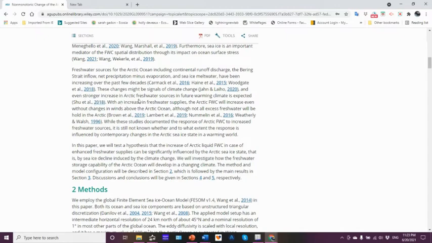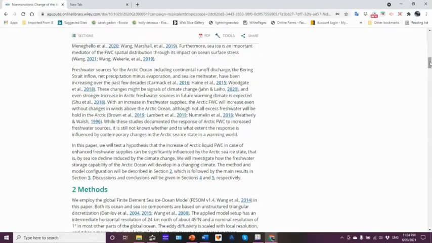An even stronger increase in Arctic freshwater sources in a future warming climate is expected. With an increase in freshwater supplies, the Arctic freshwater content will increase even without changes in winds above the Arctic Ocean. Although not all excess freshwater will be, I think they meant to say, held in the Arctic. While these studies document the response of Arctic freshwater to increased freshwater sources, it is still not known whether and to what extent the response is influenced by contemporary changes in the Arctic sea ice state in a warming world.